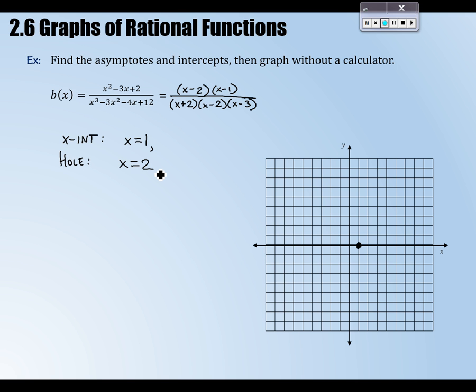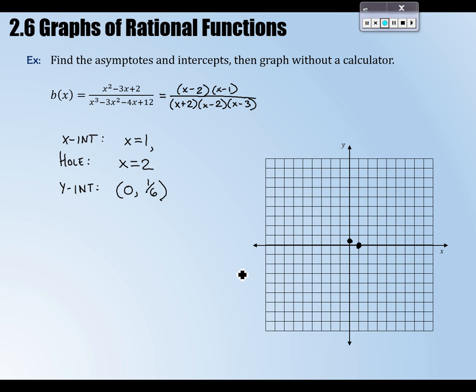Anything else? At x equals 0, there's a point at (0, 1/6). Oh yeah, so the y-intercept is (0, 1/6) if you plug that in. So we'll call that right there. Looks like a half on my picture, but pretend it's (0, 1/6).